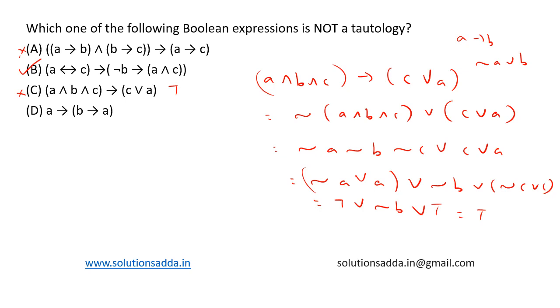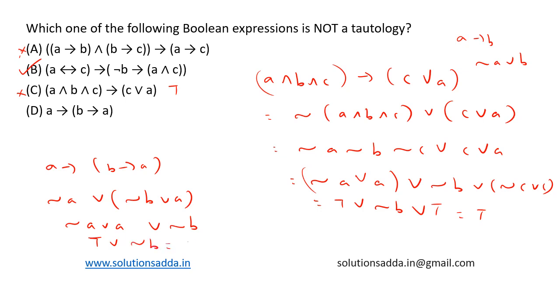Now let's see option D. A implies B implies A. We can rewrite it as negation A or negation B or A. This is negation A or negation B. This is true or negation B, which implies true. So this is also true. This is a tautology. So based on the options, option B is the right answer here.